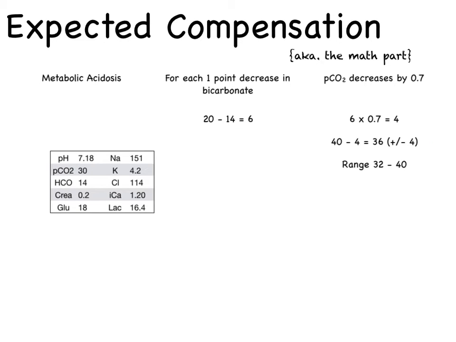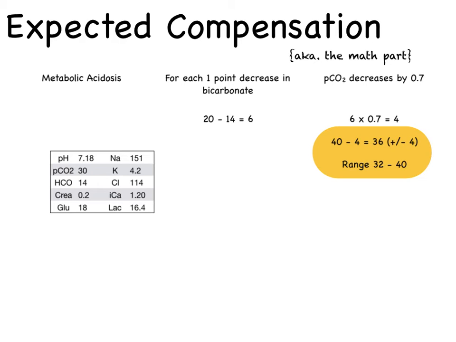So let's work it out. The normal bicarbonate is 20, and the puppy's bicarbonate is 14, so 20 minus 14 is 6. We're going to take that 6, because we said for each 1 point decrease in the bicarbonate, there should be a 0.7 decrease in the PCO2. So 6 times 0.7 is 4. And the normal PCO2 is 40, so we're going to say 40 minus 4 is 36.